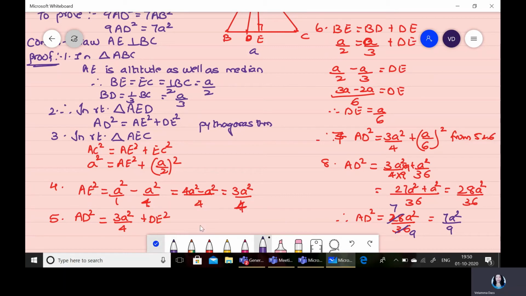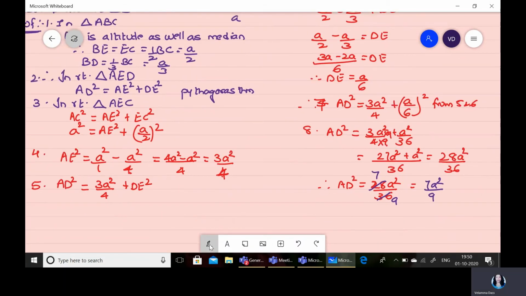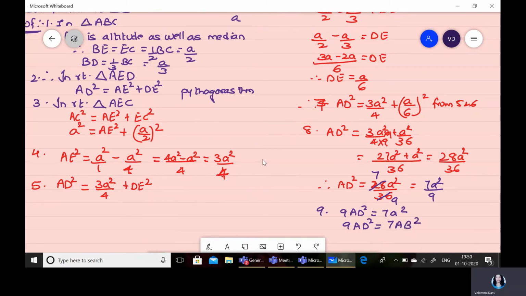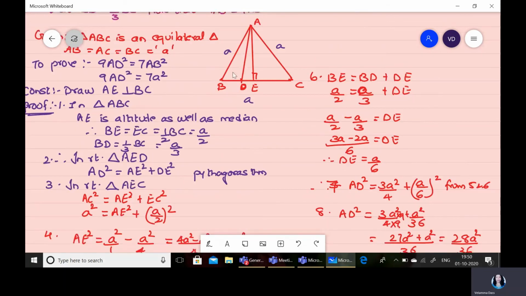When this 9 goes aside here, this will become 9AD square equals to 7A square. So this will get 9AD square. A square can be replaced with 7AB square. So thus we proved by using Pythagoras theorem that 9AD square equals 7AB square. I hope this is very clear for you.